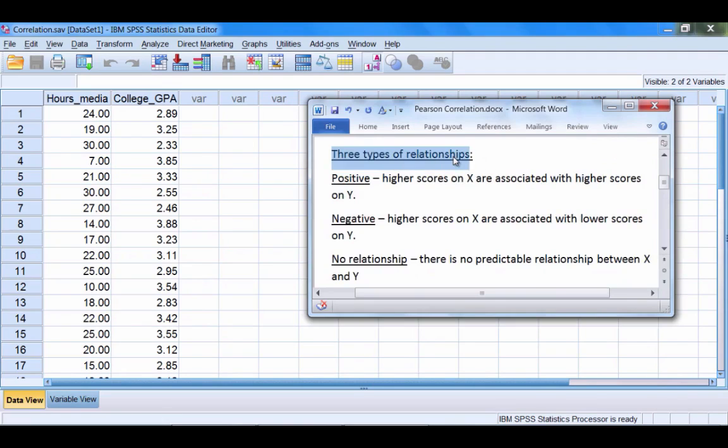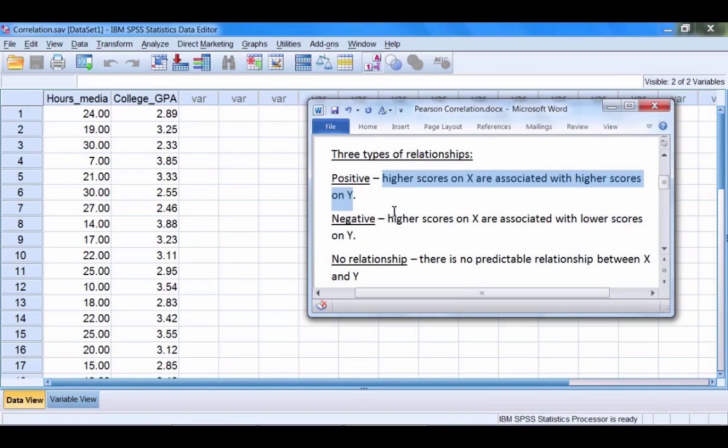There are three types of relationships I'd like to talk about with Pearson correlation. In this description, we have two variables. The first variable is x, and the second variable is y. Our first type of relationship is a positive relationship. For a positive relationship, or a positive correlation, that's saying the same thing, higher scores on x are associated with higher scores on y.